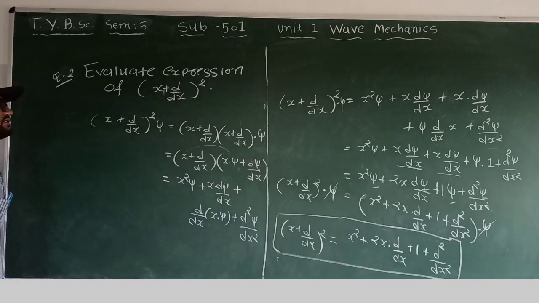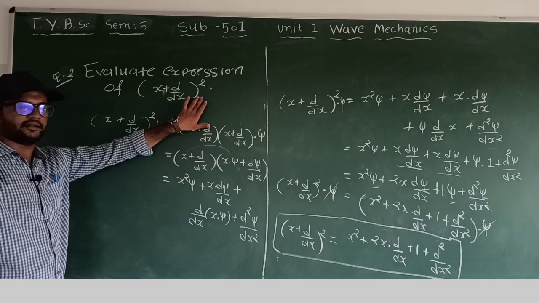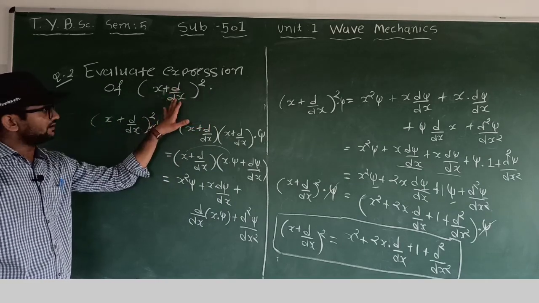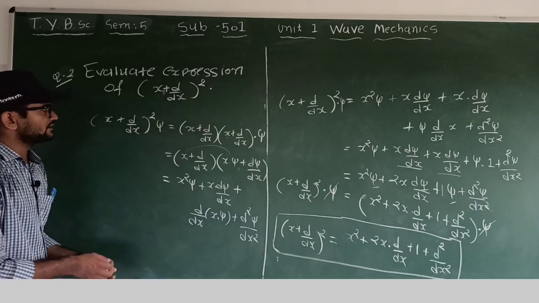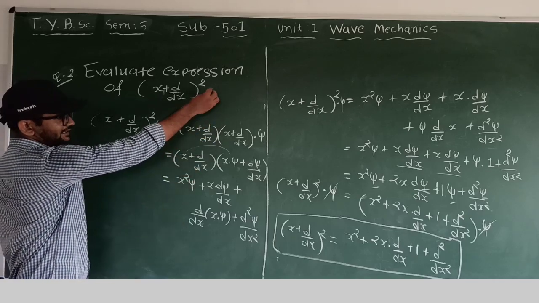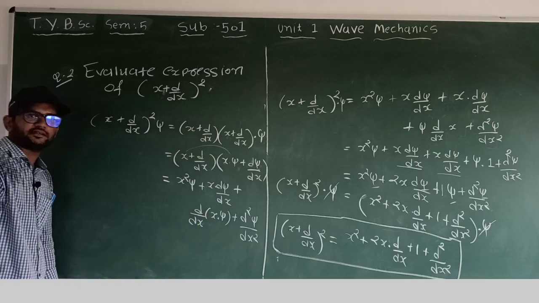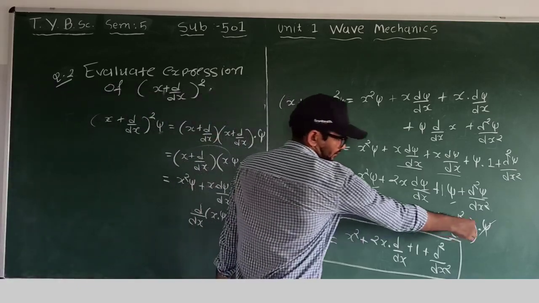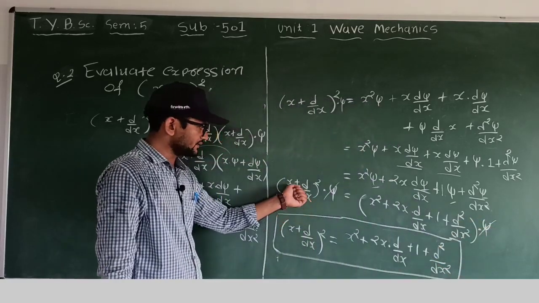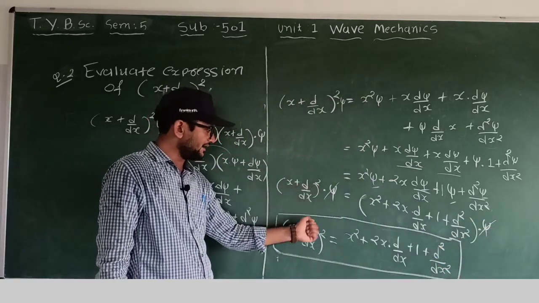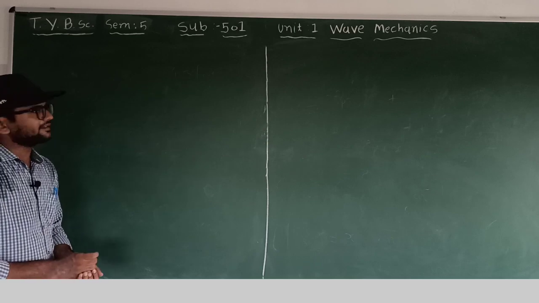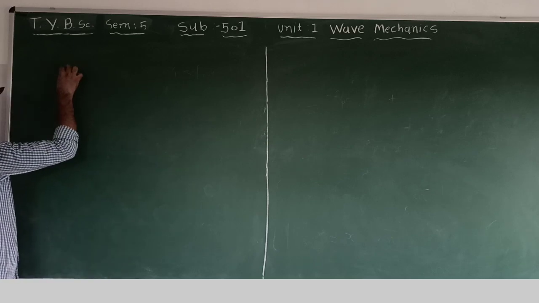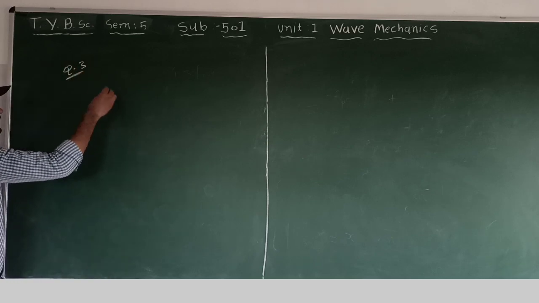In this case, the first small bracket indicates this is a simple multiplication operator. In this case the function is not given, so I will consider the function that is sin. In the last step sin is removed from both sides and the final value gives (x + d/dx) squared. Now the next question is question number 3.